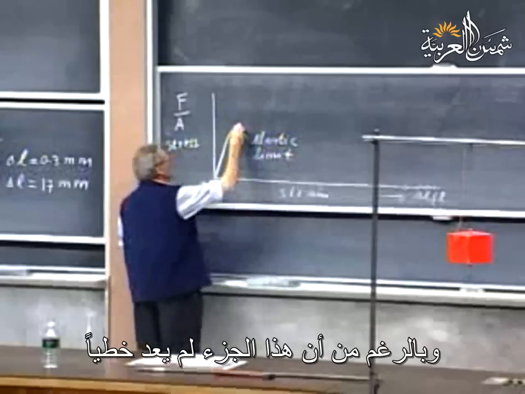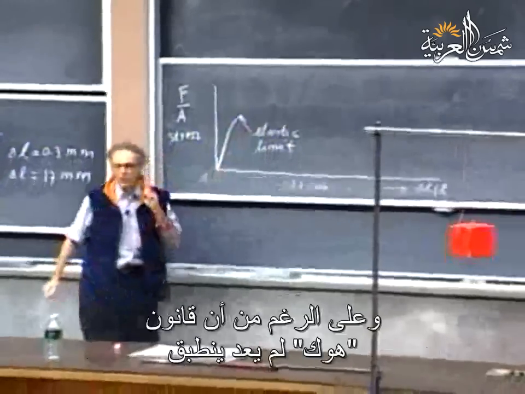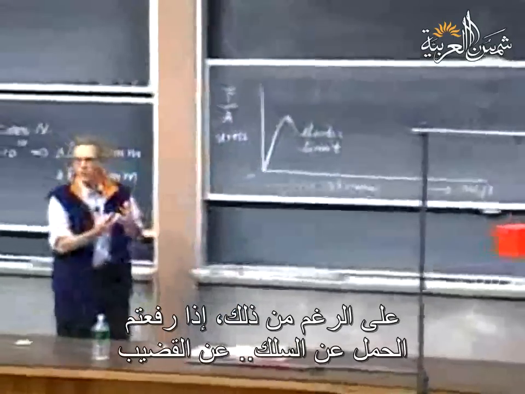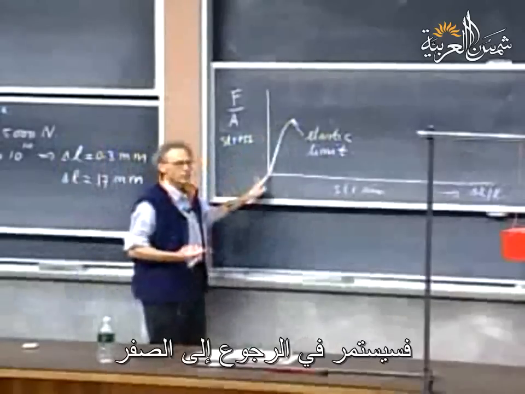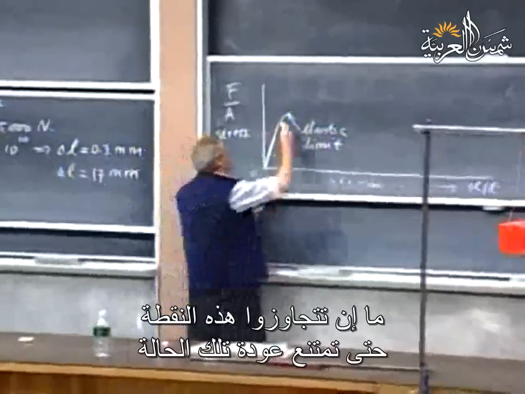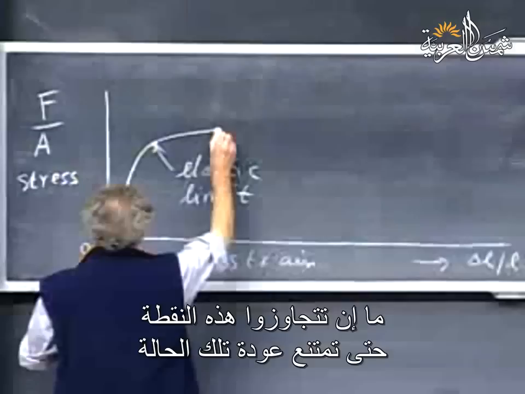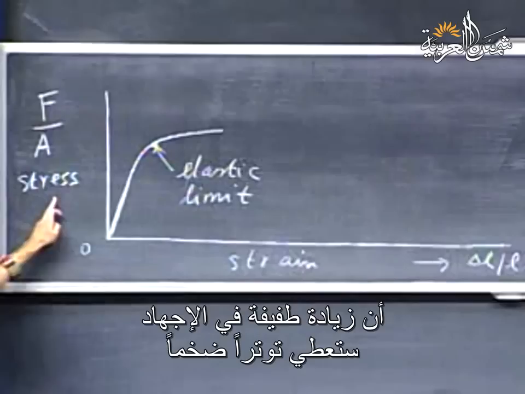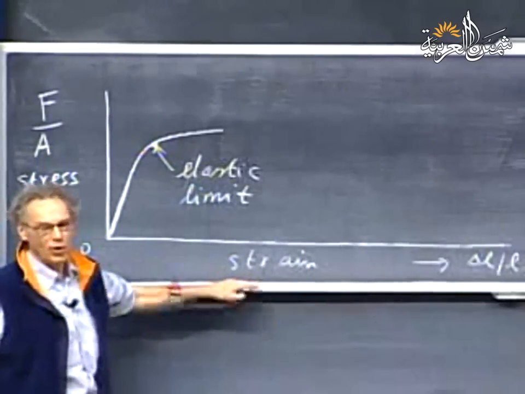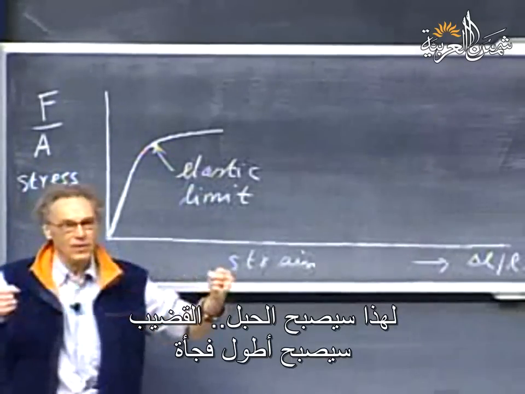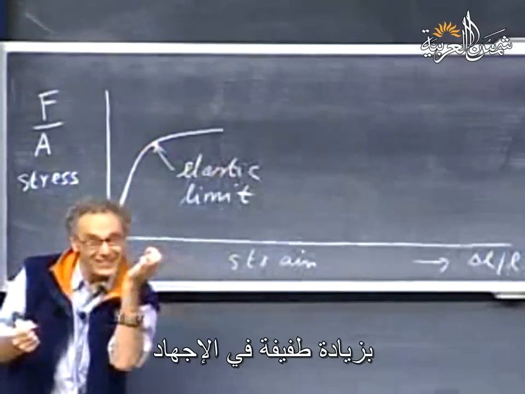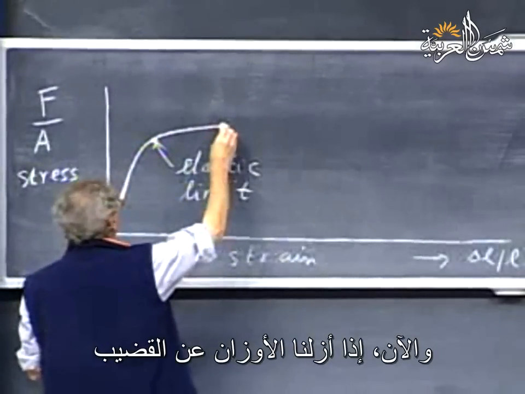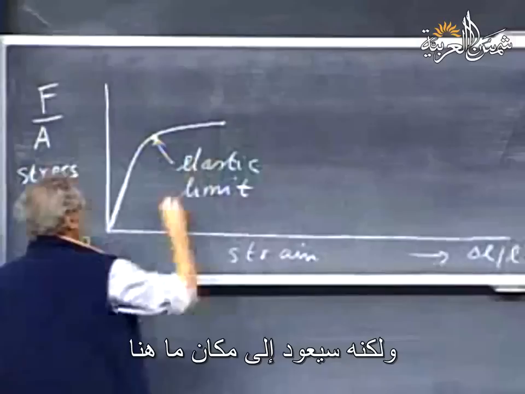And even though this portion is no longer linear, so even though Hooke's law no longer holds, still, if you take the weight off the wire, off the rod, it will still come back to 0. Once you are past this point, that is no longer the case. You will now see also that a small increase of stress will give a huge strain. So the rod will get very long all of a sudden with a little bit of extra stress. And if now you were to take the weight off the rod, it would not come back to 0, but it would come back somewhere to here.